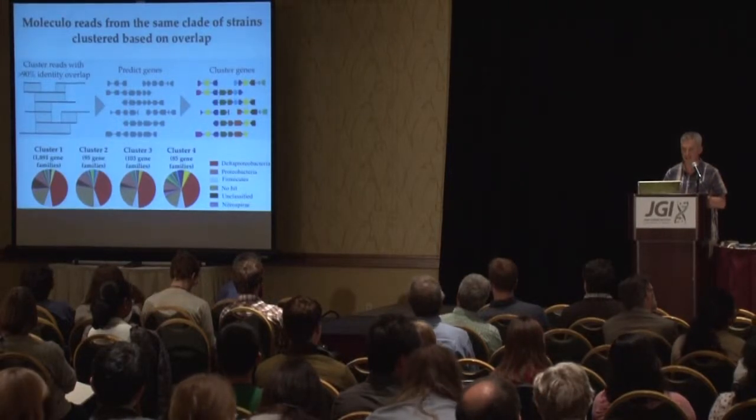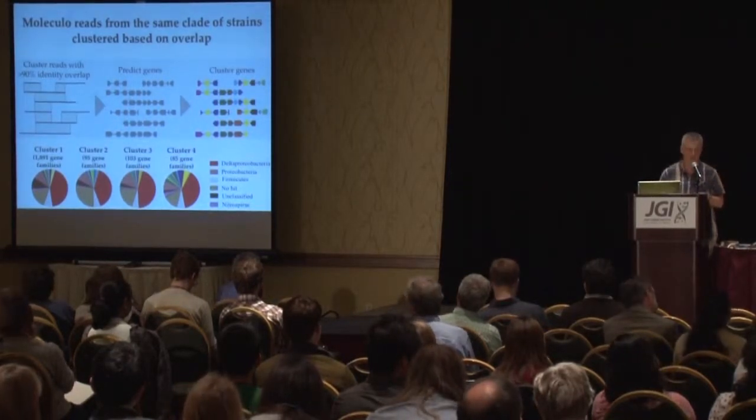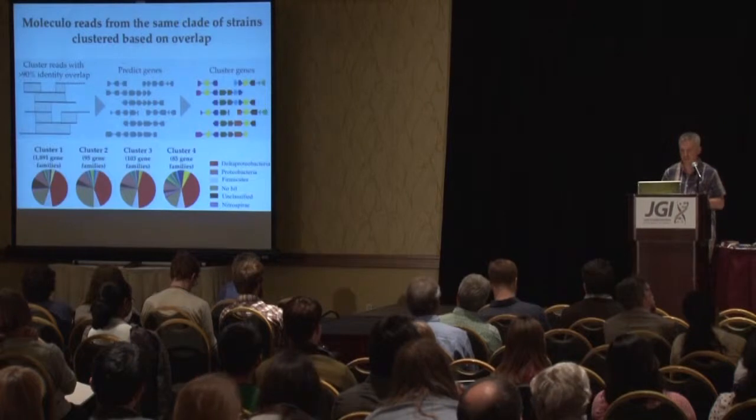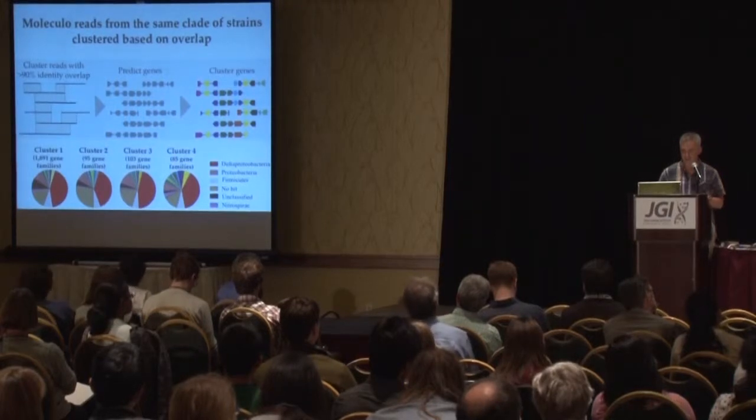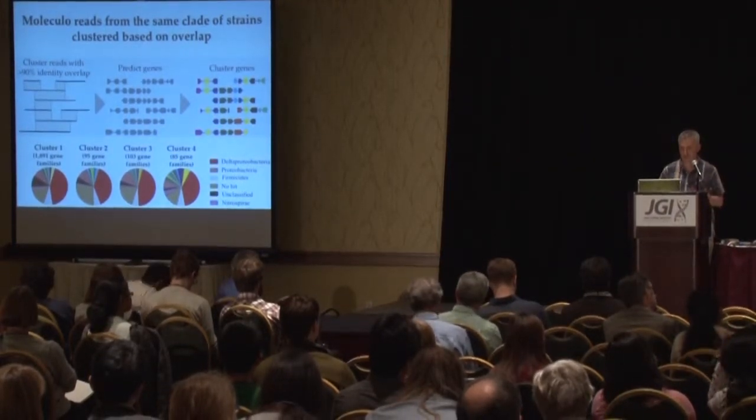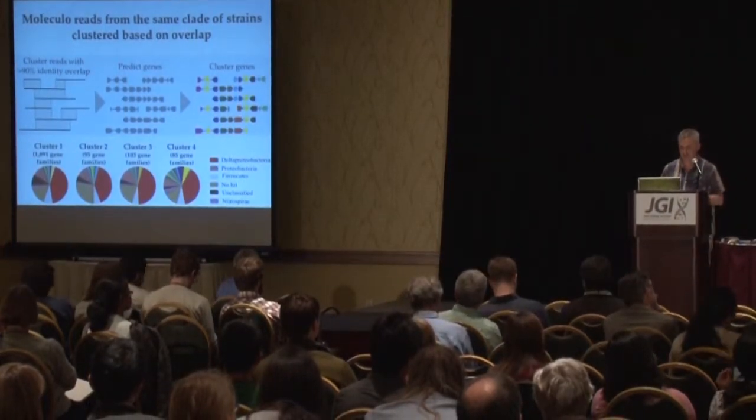And when you look at the phylogenetic profile of these 4 clusters that you can see here, it seems to be pretty similar, with the largest piece of the pie coming from Delta proteobacteria. So one of these clusters was significantly larger than the rest. This is cluster 1 that you can see here.